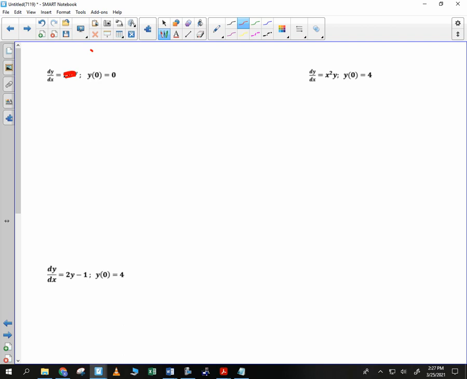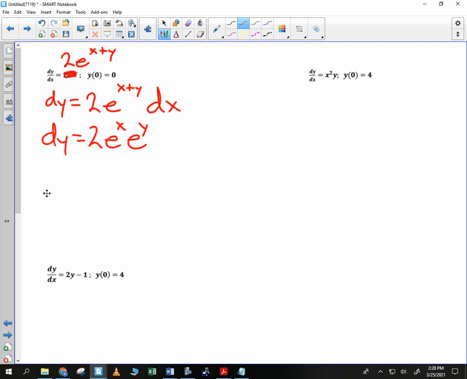I wrote this one incorrectly. My apologies. It should be 2e to the x plus y. And so if I multiply both sides by dx, I have dy is equal to 2e to the x plus y dx. I have to find a way of separating this y from the x's. Notice I don't have separation of variables yet because I have a y that's paired there. So I'm going to write this as dy is equal to 2e to the x, e to the y, dx.